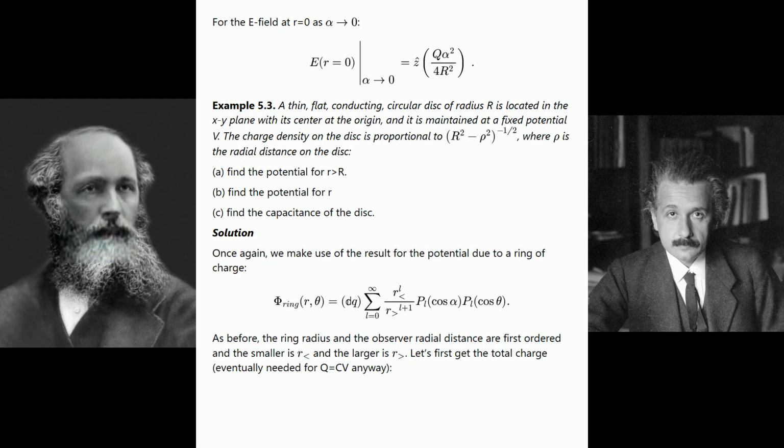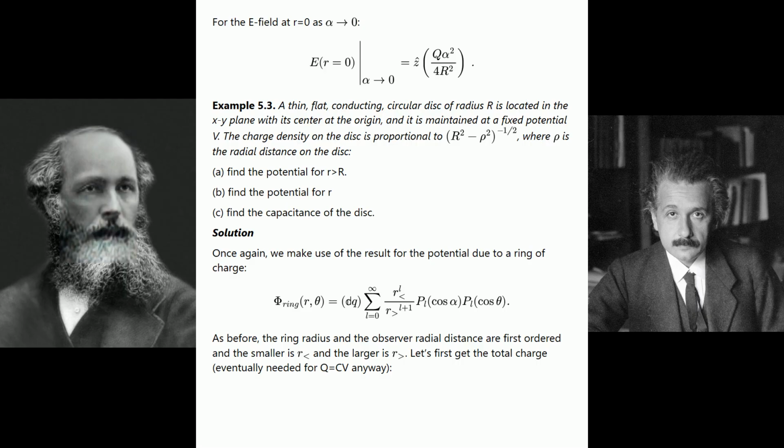Example 5.3. A thin, flat, conducting circular disk of radius R is located in the xy plane with its center at the origin, and it is maintained at a fixed potential V. The charge density on the disk is proportional to R squared minus rho squared, raised to the exponent -1 divided by 2, where rho is the radial distance on the disk. A. Find the potential for r greater than R. B. Find the potential for r less than R. C. Find the capacitance of the disk.